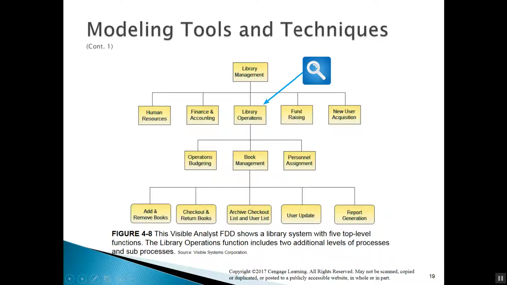So if we go look at this, here's functional, an FDD, functional decomposition diagram. It shows a library system, 5 levels of functionality. So this is functionality. It's not people. It's what's happening at different levels of a system. Okay. So you've got the library management system, breaks down into these 5 systems or functionalities.